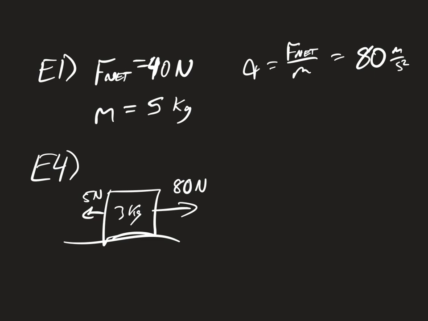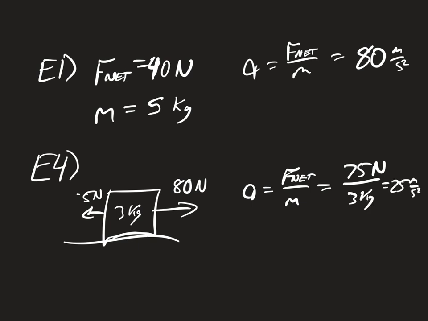So we're asked to find the acceleration. To find the acceleration, we need F net divided by the mass. We know the mass. The net force is the sum of the total forces. So we have 80 newtons in the positive direction and 5 newtons in the negative direction. So 80 plus negative 5 is 75 newtons of net force, divided by 3 kilograms gives us 25 meters per second squared. Don't forget to box up your answers so that they're easy to find.